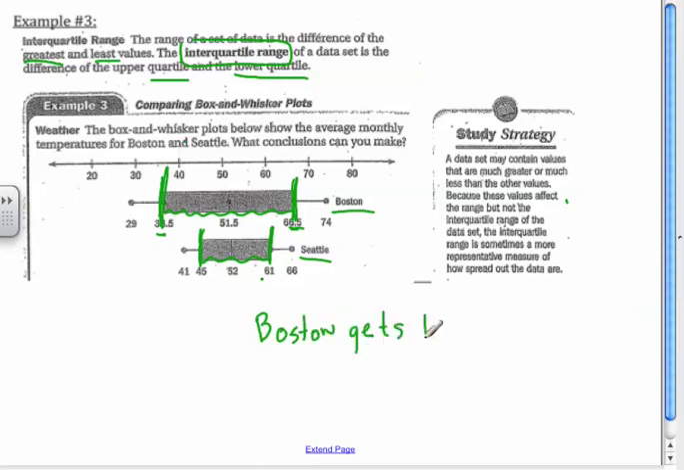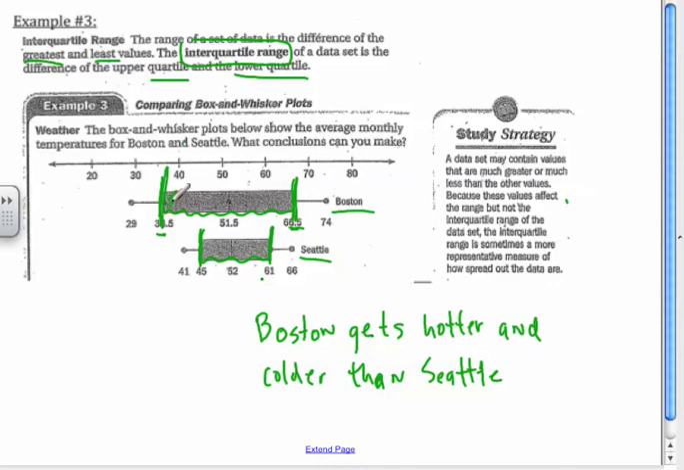Boston gets hotter and colder than Seattle, which means, that should say than Seattle. And that means that Boston has a higher range, or a larger range, that is, of temperature between its higher and lower. Okay? So that's the conclusion we can make just by looking at that data.